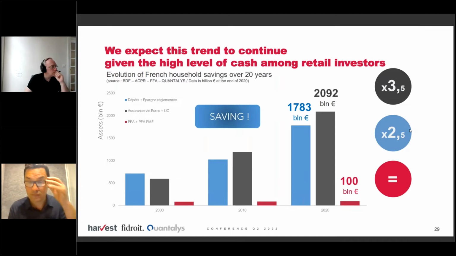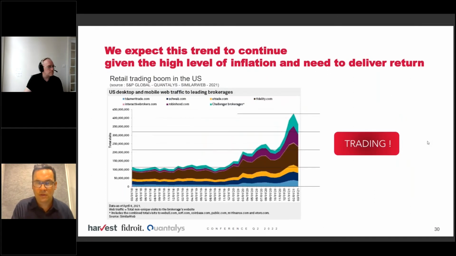First, given the high level of cash among the retail investors all over Europe, so the European playing field. In France you have the figures, but also in Germany, everywhere in Europe, in Italy, investors are defensive and the cash deposits or the assets in the wrappers are more and more important and are massive. The second reason, on the next slide, is the jump in trading and neo brokers.